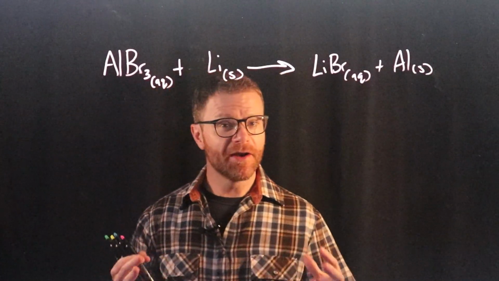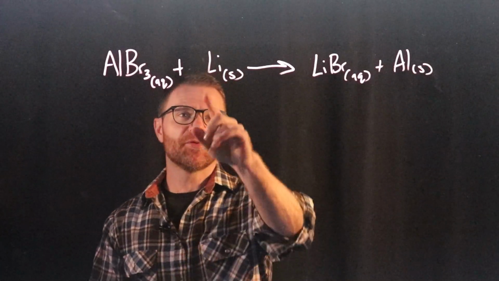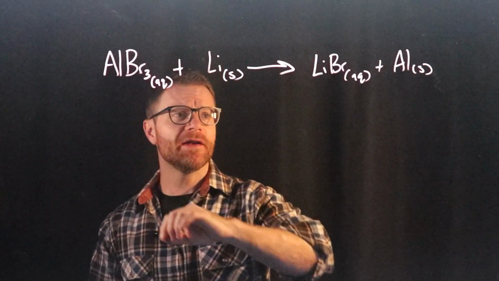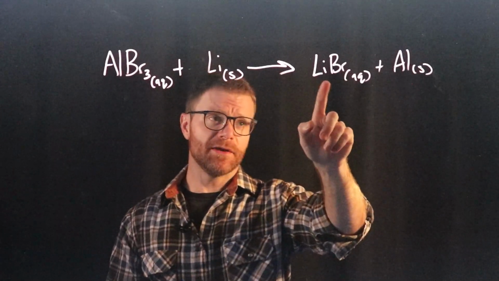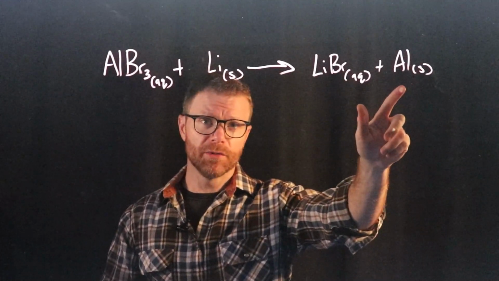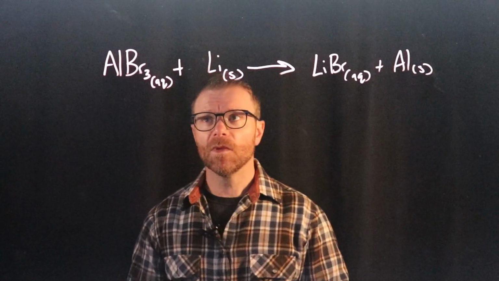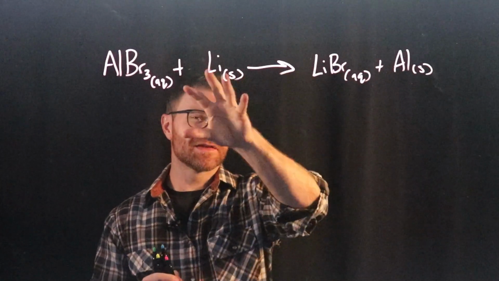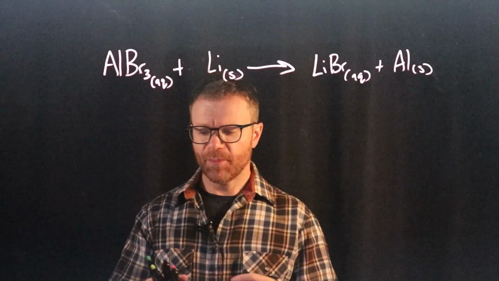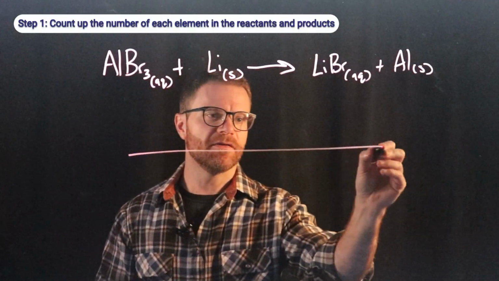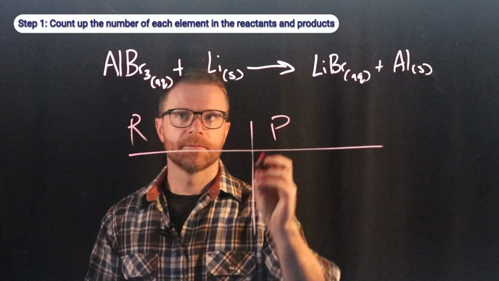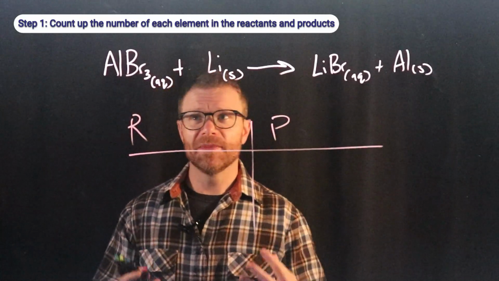Okay, let's look at another example. We have the reaction of lithium metal with aqueous aluminum bromide to produce aqueous lithium bromide and aluminum metal. Now again, we would want to start to check and see if this equation is already balanced, and we do that by inventorying what we have in the reactants and the products. And we just go element by element.